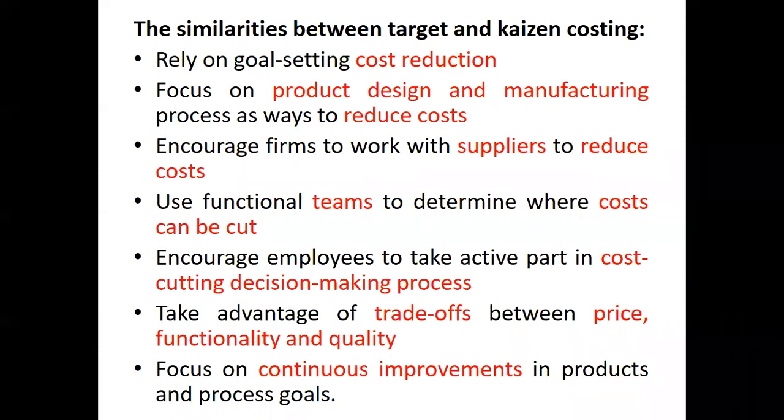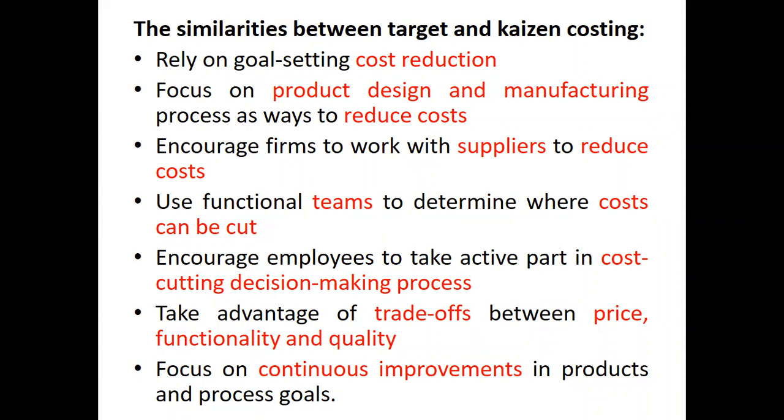So there will be some teams who will continuously work on these cost cutting activities. We are identifying the activities which are unnecessary. Then encourage employees to take an active part in the cost cutting decision making process. Both target costing and Kaizen costing involve the employees in cost cutting activities and in taking decisions. Without involvement of employees, it is not possible. That's why we should motivate and encourage the employees for cost cutting activities and decision making.